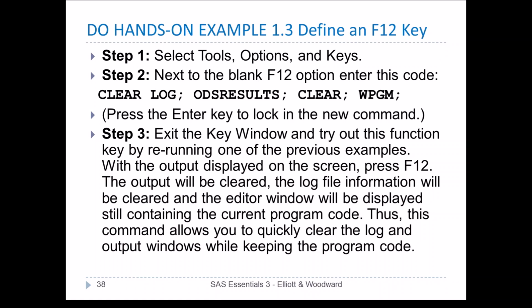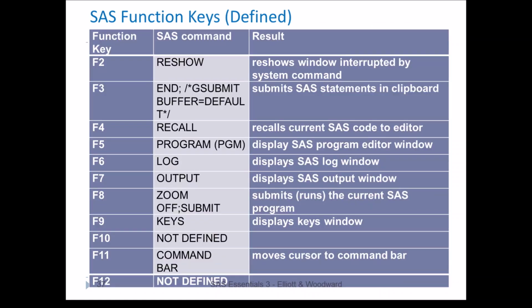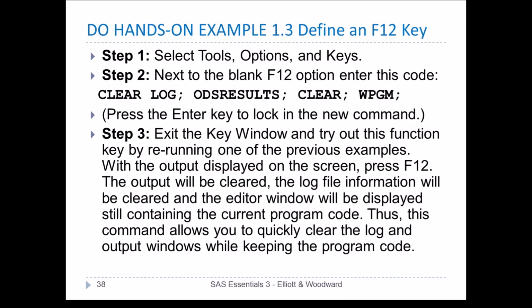The way you do that is you choose the Tools pull-down menu, choose Options and Keys, and you'll see a screen that looks a little bit like this that has all the keys on it. Notice that F12 should be blank if you've just loaded SAS. Go to that location and type in clear log semicolon, ODS results semicolon, clear semicolon, WPGM semicolon. Make sure everything's spelled correctly, and then press the enter key to lock in the new command. Make sure you press that enter key. Exit the key window, and now you have created a new function key called F12.